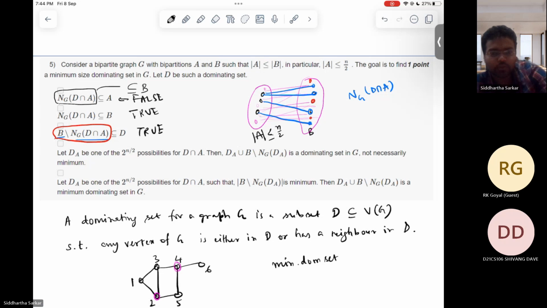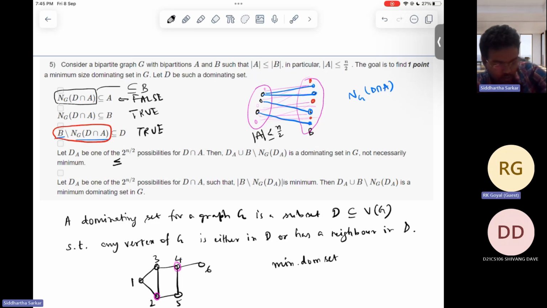Okay. So let's look at the next one. It says let dA be one of the 2 to the n minus 2 possibilities for D intersection A. At most, it should have been at most. Okay, so see, the cardinality of the set A is at most n by 2. That means the cardinality of the power set of A is at most 2 to the power n by 2, isn't it? Yes. So this should be at most 2 to the n by 2.